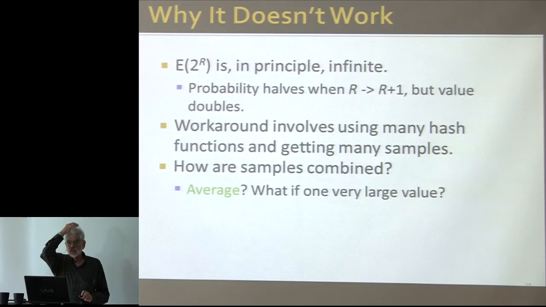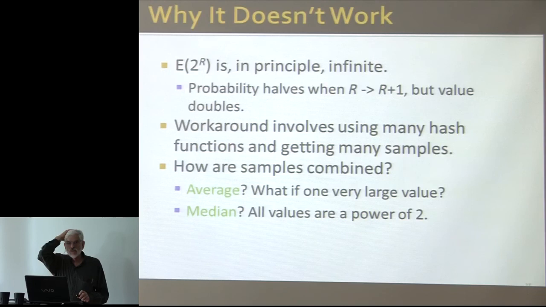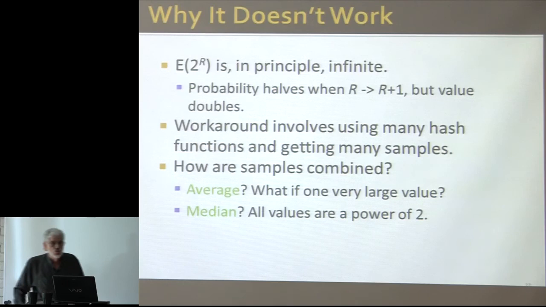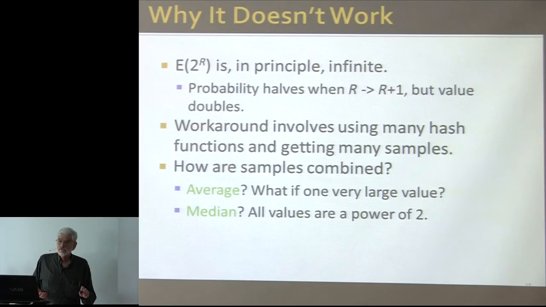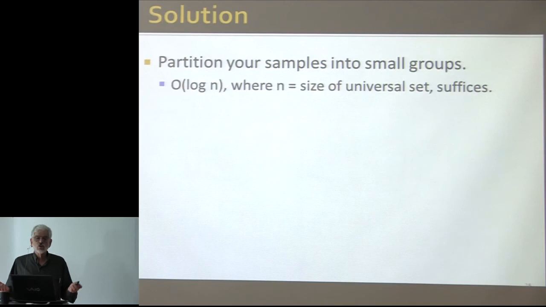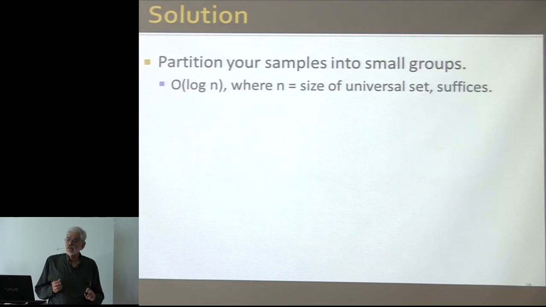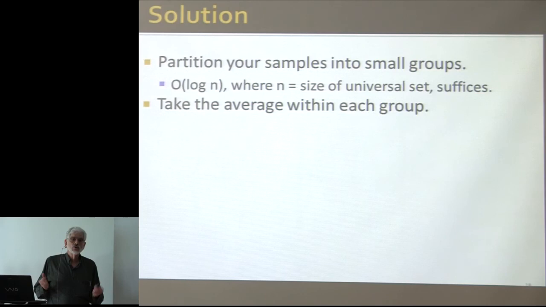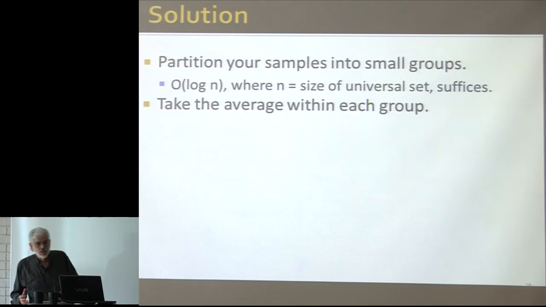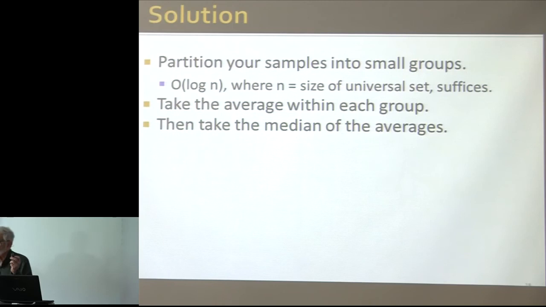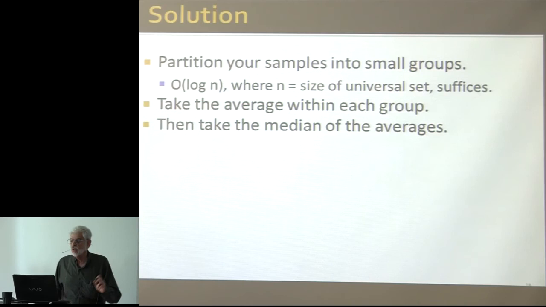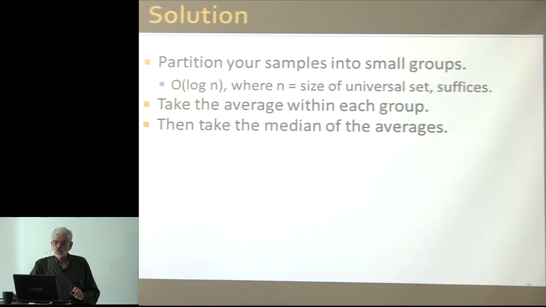You could take medians, but since every estimate is a power of 2, you could only get powers of 2 as estimates. Again, the median will tend to be very close to the true value, but it could be off by a factor of almost 2. So what you do is you take your samples and partition them into small groups of roughly log n in each group. You take the average within groups. If a group happens to have an outsized large element, it will give you a way too large average. But that's okay, because then you take the median of the averages. The chances of a lot of groups having very, very annoyingly large elements is small enough that it won't affect the median. So you take the median of the averages and you're okay.